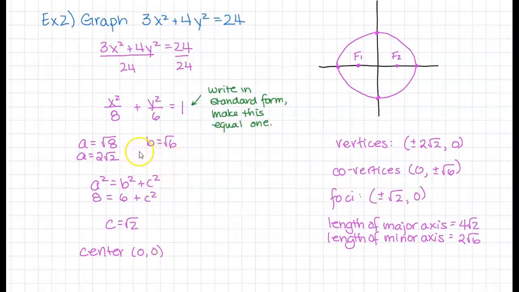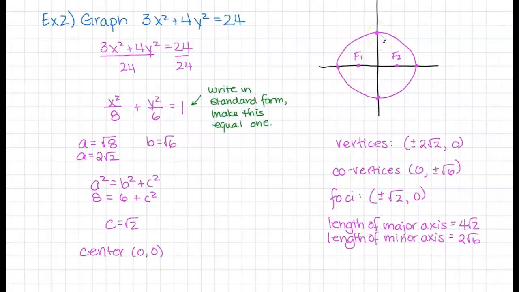Now, when it comes time to graphing, square root of 8 is just a little less than the square root of 9. So I went just a little less than 3 units left and right. The square root of 6 is in between the square root of 4 and 9, so I went up and down something between 2 and 3 units.